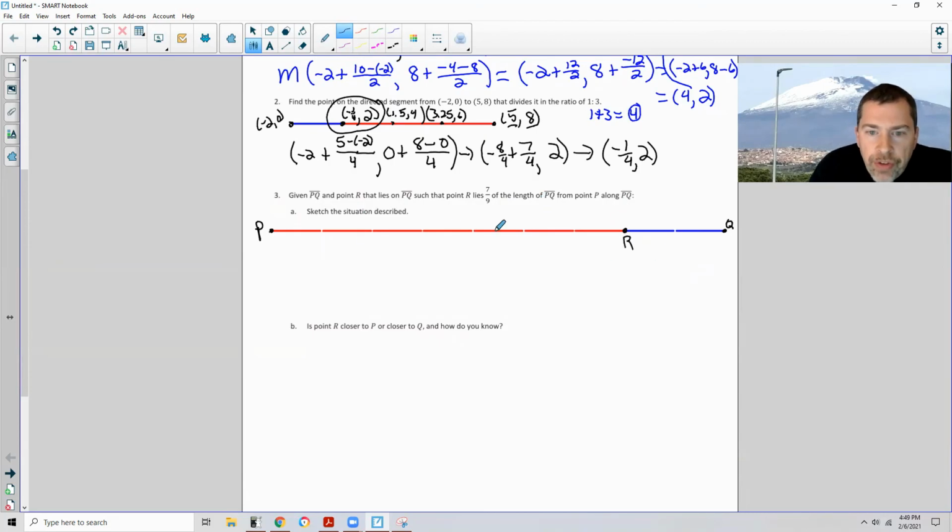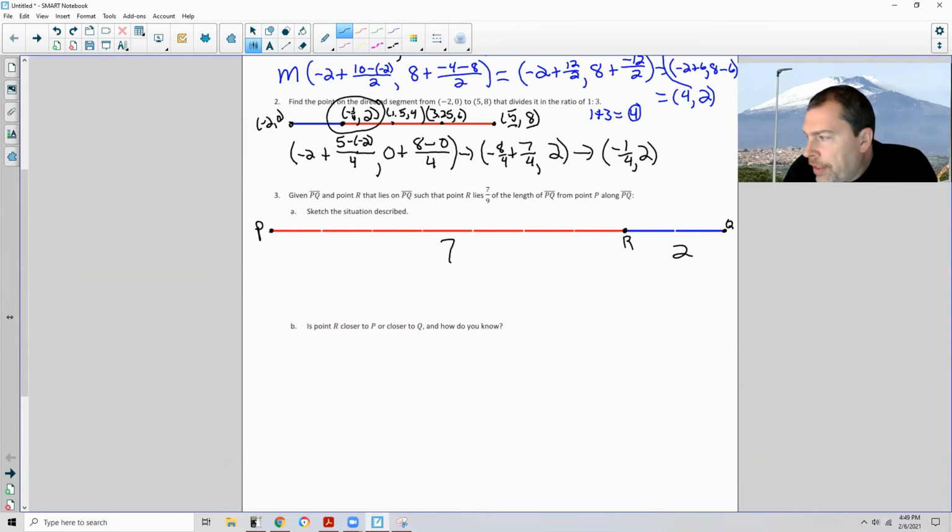So there's our picture. 1, 2, 3, 4, 5, 6, 7. There's R. 1, 2, totaling 9 to Q. B, is R closer to P or closer to Q? And how do you know? Well, 7/9, 7 and 2 is 9. R is 7 units from P. Q is 2 units from R. So that's how you know.